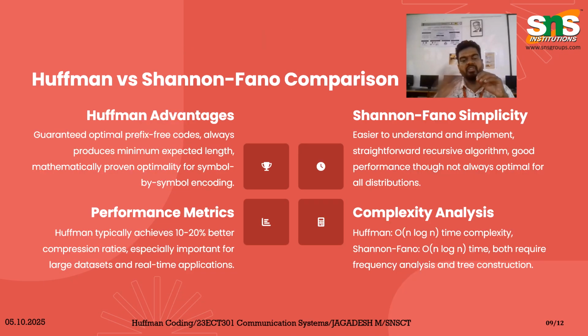And Huffman versus Shannon-Fano, what's the comparison? The Huffman advantage is guaranteed optimal prefix-free codes that always produce minimum expected length, mathematically proven optimal for symbol-by-symbol coding. Then performance metrics: Huffman typically achieves 10 to 20% better compression ratio. And when it comes to Shannon-Fano, simplicity and low complexity are the advantages of Shannon-Fano coding.